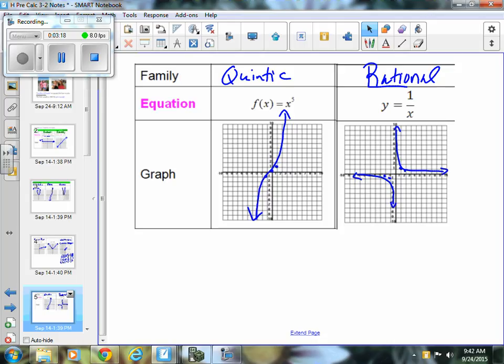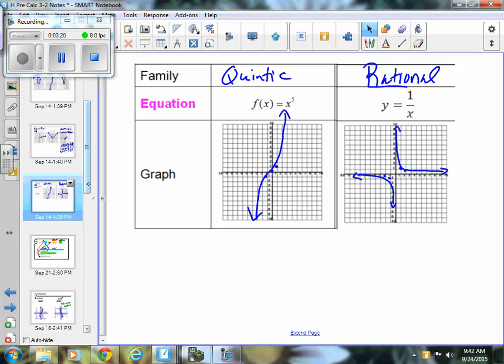Now the other two pages that I want to talk about, just the practice graphs, are some of the ones that I had you do.